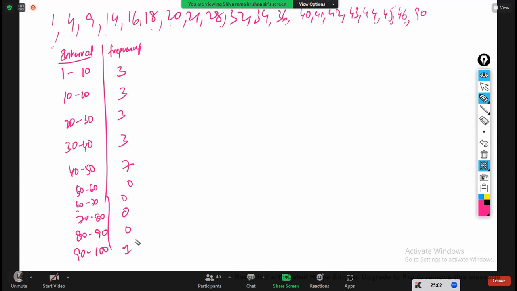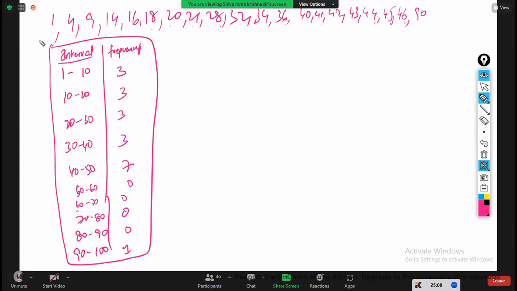This is the table where I have drawn the frequency table. This is called a frequency table because you have represented the data in a table. Now the same frequency table, you are going to represent by using a plot.